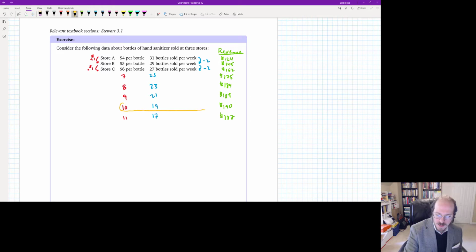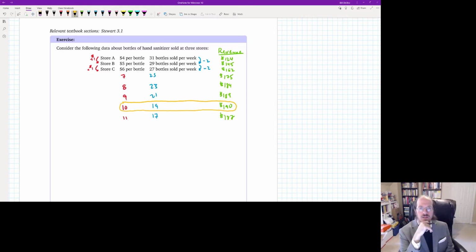So it seems like right now our best option would be to sell it at $10 per bottle, because then we'll get 19 people to buy it per week, and we'll make a total of $190. But could we do better? Because we only tested whole numbers. So it would be really nice if we could really make sure that we have the exact best price. Maybe selling it with some dollars and cents would give us a better price. So, in order to do that, we can construct a quadratic function that describes what's happening.